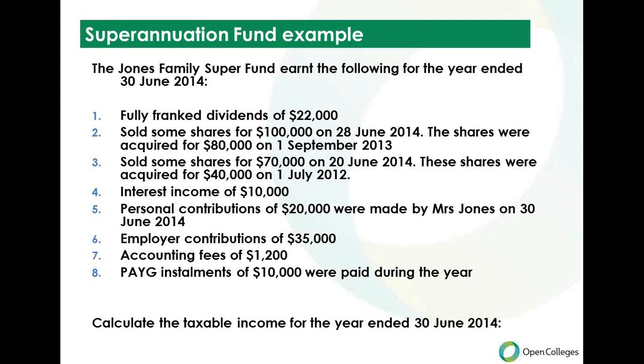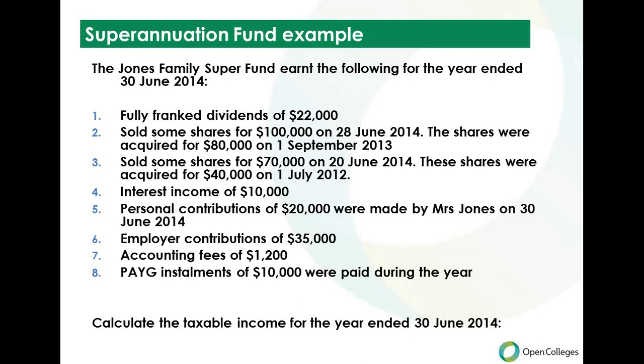The personal contributions of $20,000 were made by Mrs. Jones. Personal contributions are not going to be assessable in the fund. The employer contributions were $35,000. Accounting fees were $1,200, and then PAYG instalments of $10,000 were paid. So the question says calculate the taxable income for the year ended 30 June 2014, and this is an example of how things would look.